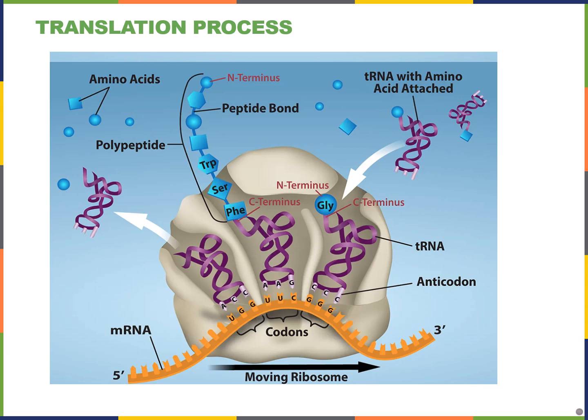Here's a closer look at that bottom picture. Here is my messenger RNA, and we're going to see that translation occurs with the ribosome starting at the 5' end of messenger RNA and moving down towards the 3' end of the messenger RNA. So after we have our charged tRNA entering the A site, the next step is that a peptide bond will form between the amino acids.